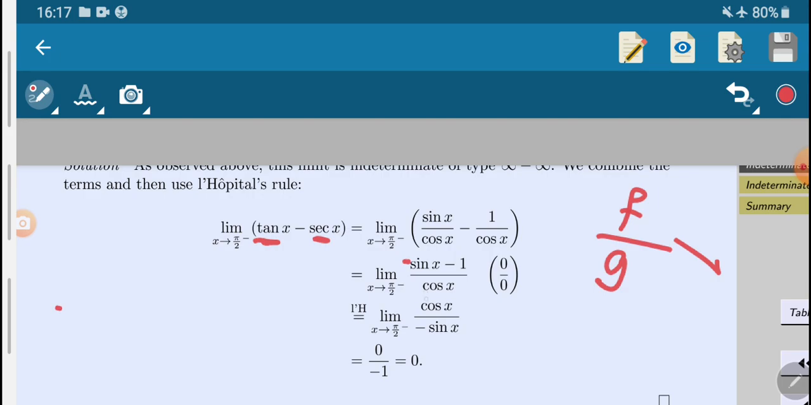Let's see how to use L'Hopital. Find the derivative up, which is cosine. Find the derivative down, which is negative sine. And replace x by pi over 2. Cosine 90 is 0. Sine 90 is 1. So it's 0 over negative 1. It becomes 0. Yeah, we have finished our work without any effort after converting the difference into quotient style.